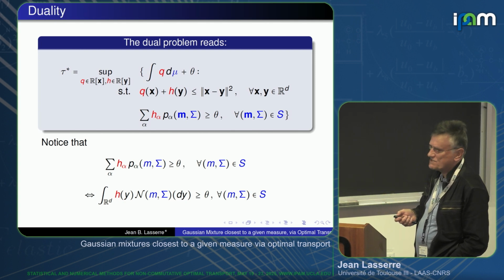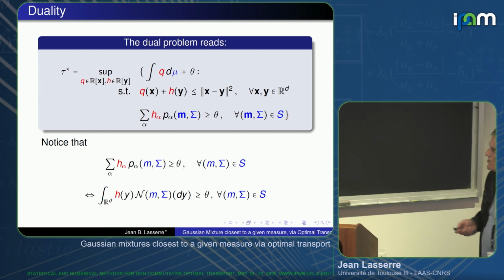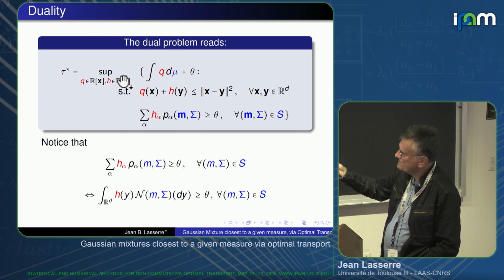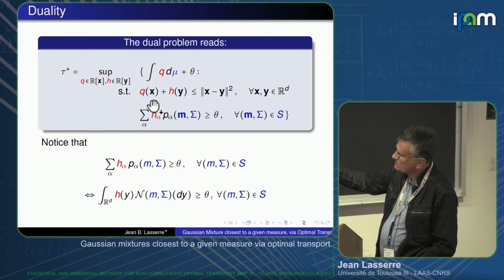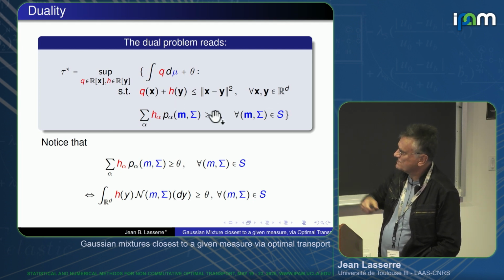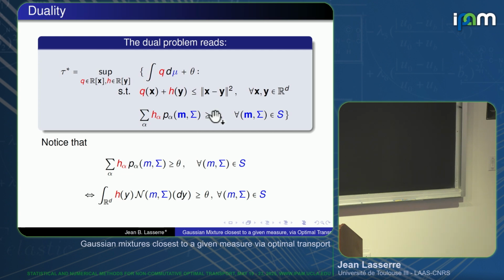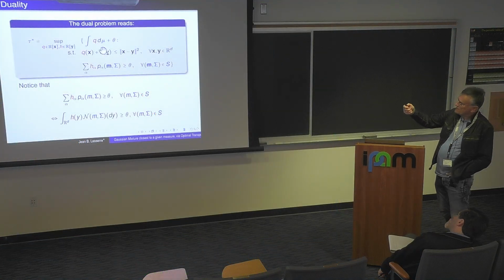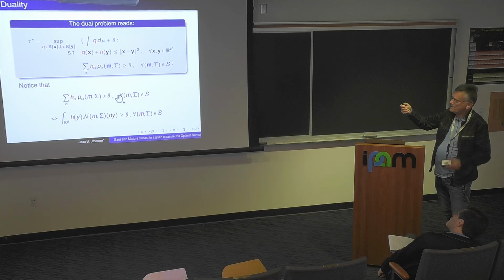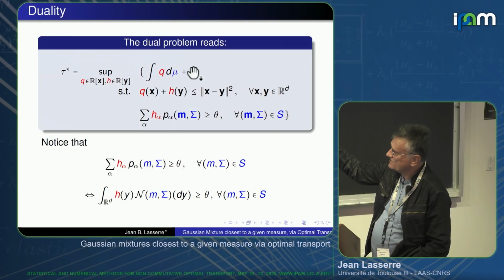Duality is interesting because it has a link with the classical dual in optimal transport. The dual of the initial problem looks like this. You recognize the classical inequality: a polynomial q in x and a polynomial h in y, so that this is dominated by the cost. But now, you minimize the integral of q d mu, but there is no h directly in the cost. Instead there is a constraint that says the integral of the moment of the mixing measure phi should be greater than theta, and you minimize theta here.